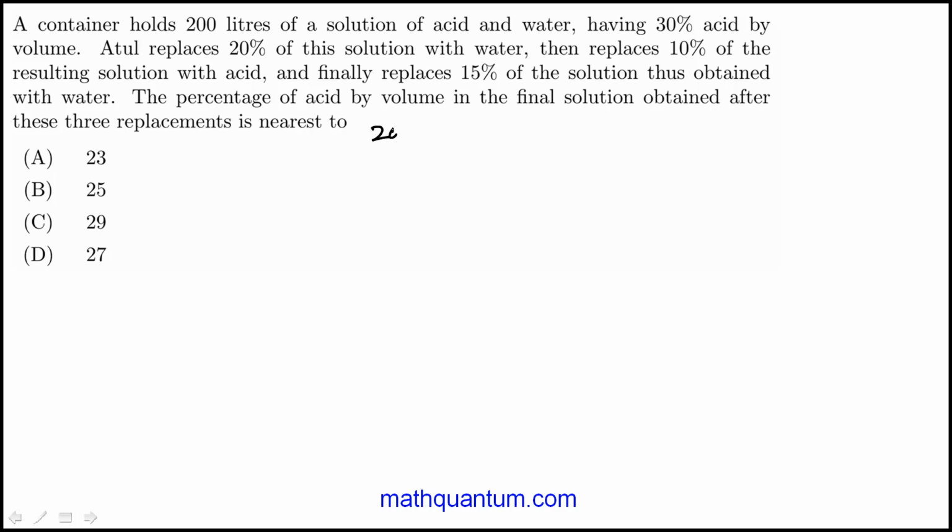These types of questions can be really a headache. So we have 200 liters of the solution. 30% is acid, which means that 60 liters is acid, and then the remaining is water.